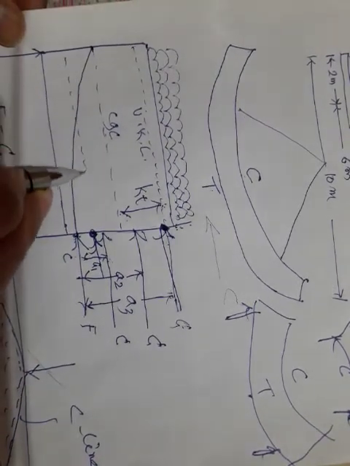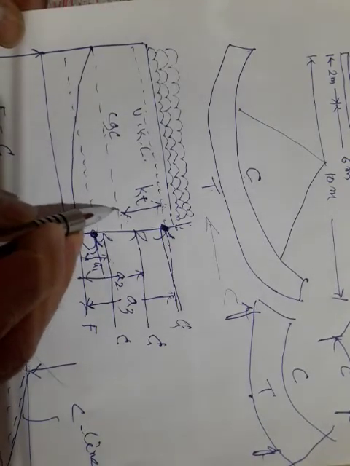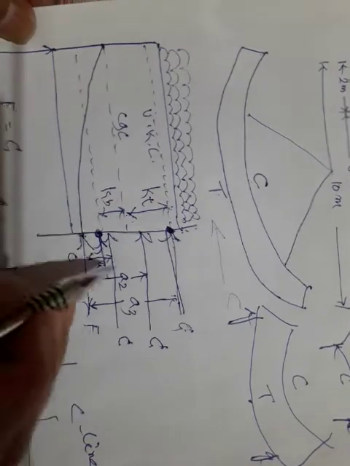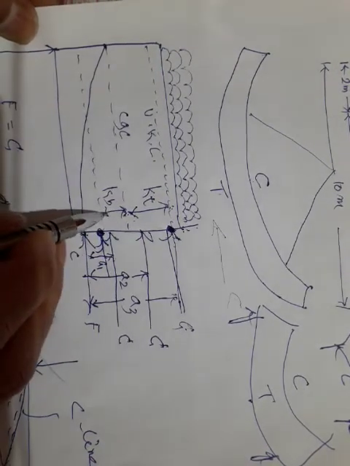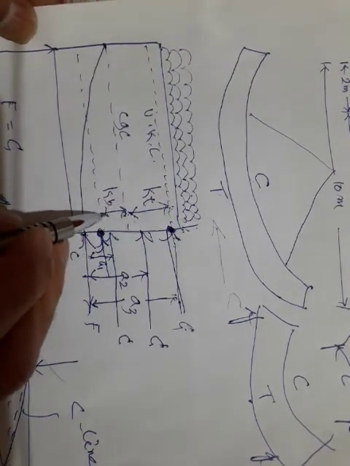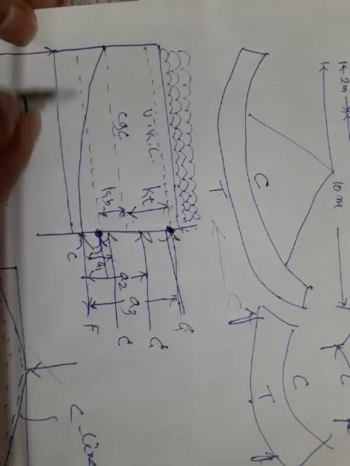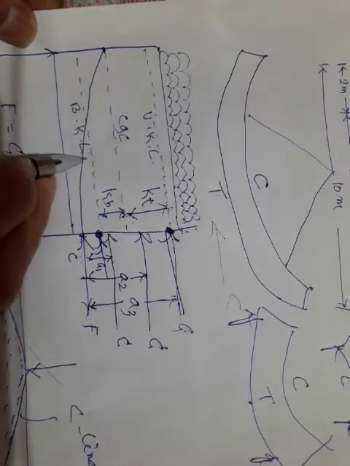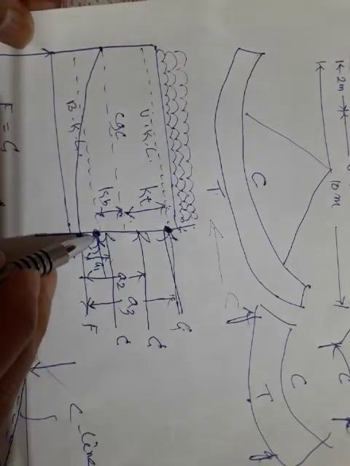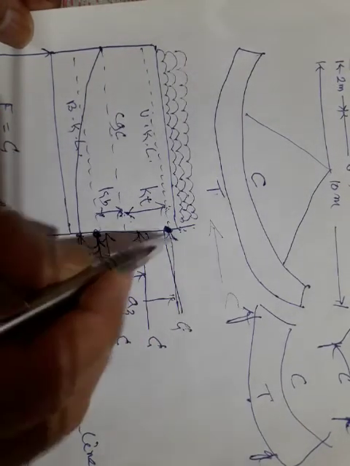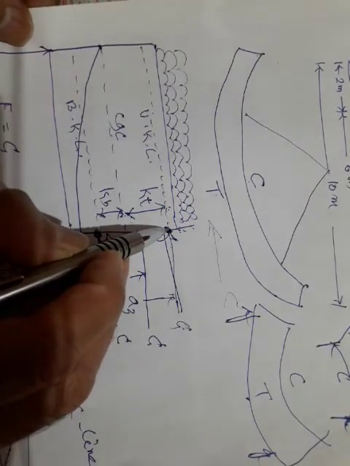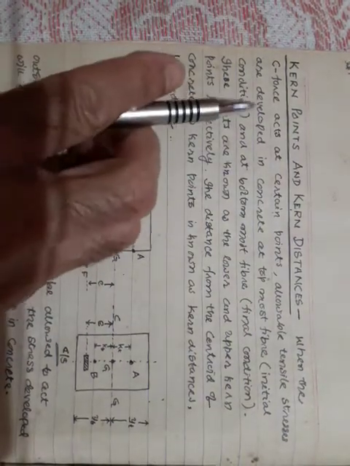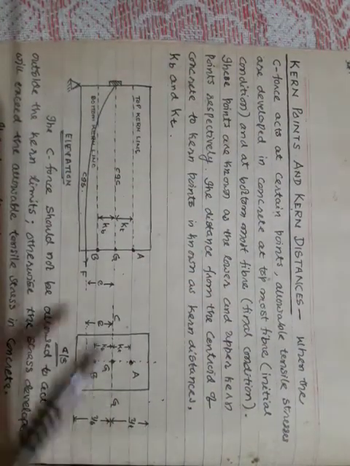Okay, I am going to draw this line, and this distance I will call KB. In the sense, this distance is now the bottom kern distance, KB, and this line I will call the bottom kern line, or this is called the bottom kern point, and this is called the upper kern point. So now the concept called kern points and kern distances will come into the picture.